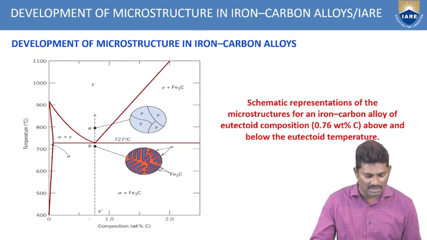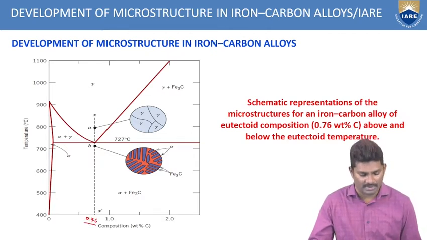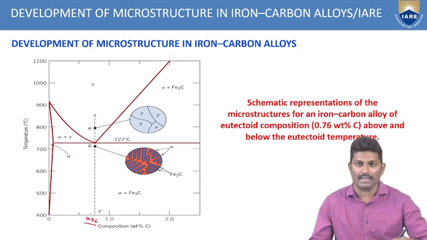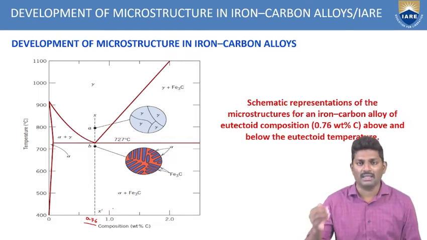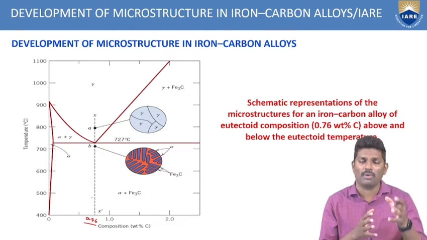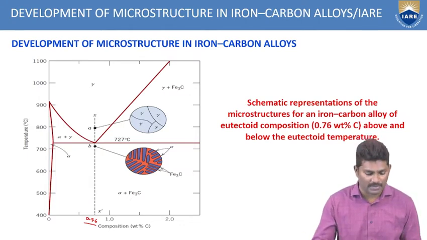This is the 0.76 weight percentage of carbon in the iron. At this point, we are drawing a vertical line which is parallel to the temperature axis. This is the dotted line I was showing here, X dash, the vertical line. Through that vertical line, at any point, we are going to discuss what the developments in the microstructure are.